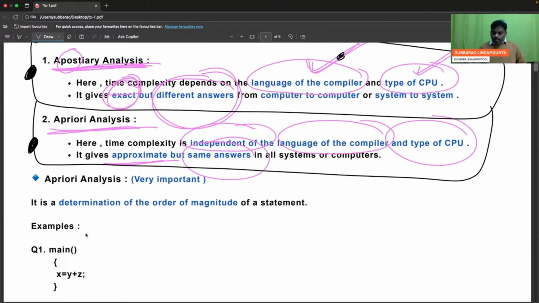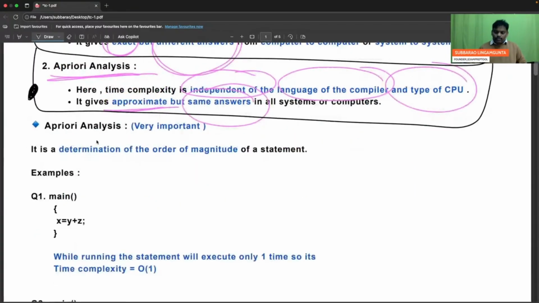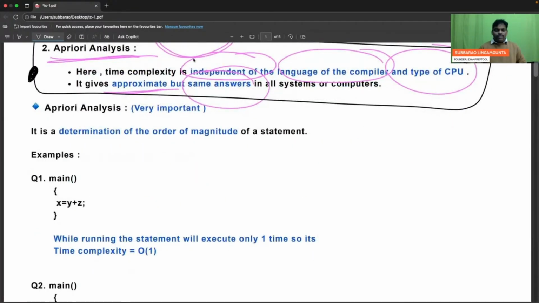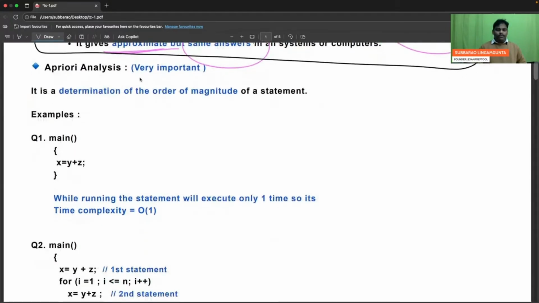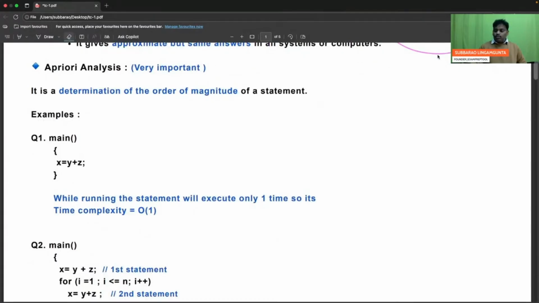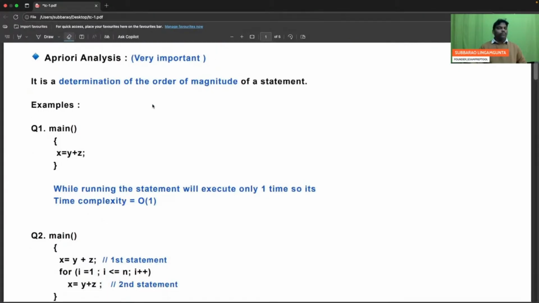Fine. But remember, the total software industry follows a priori analysis. From now onwards, please concentrate and be careful. I will give these notes also. You will get the clarity. From now onwards, very, very important: the industry follows a priori analysis only.